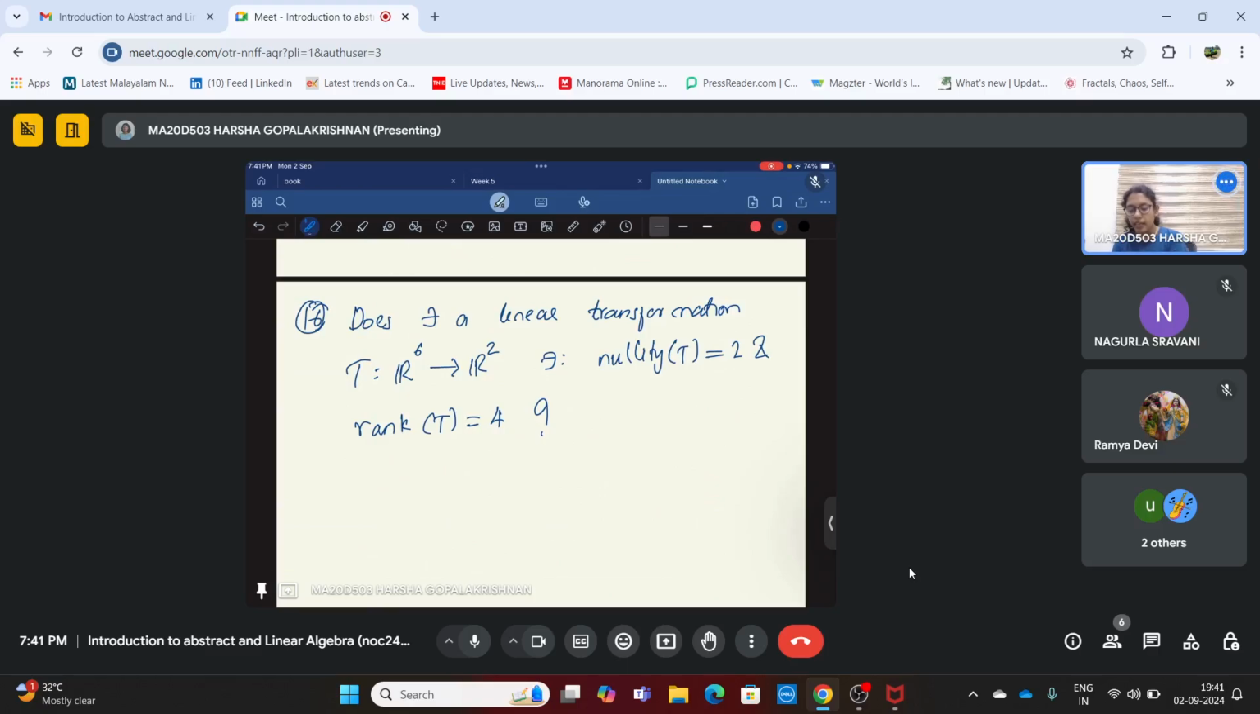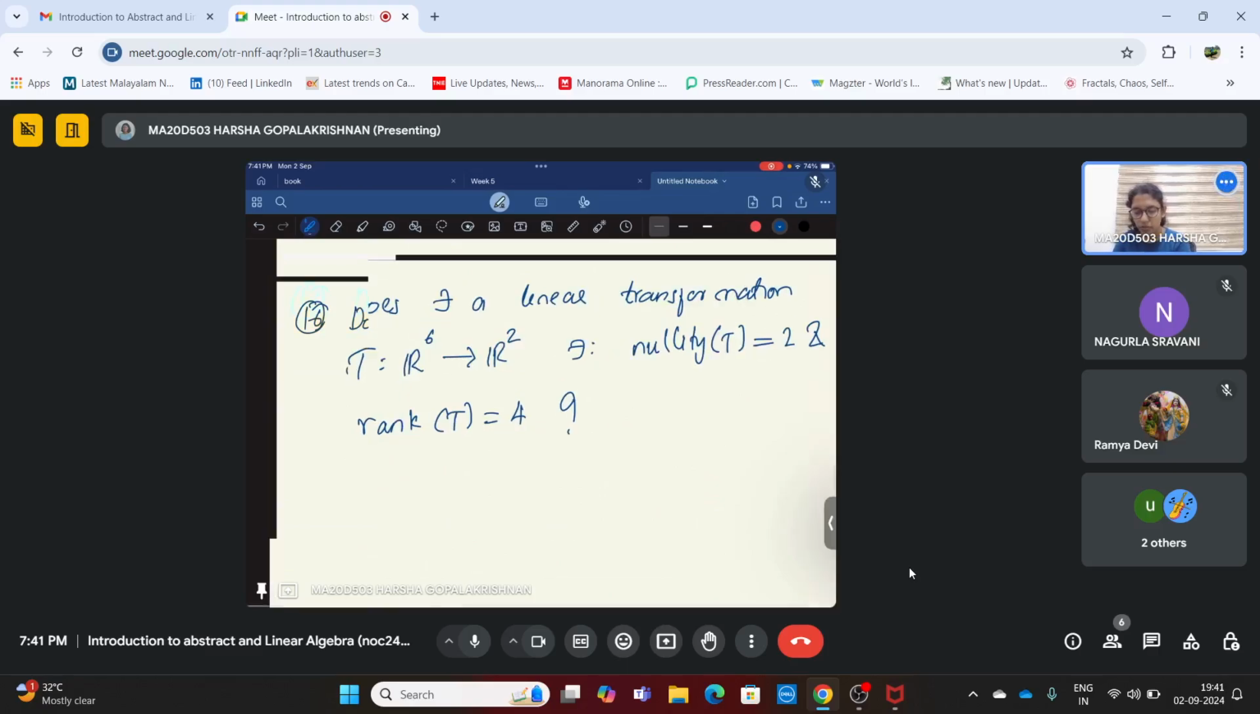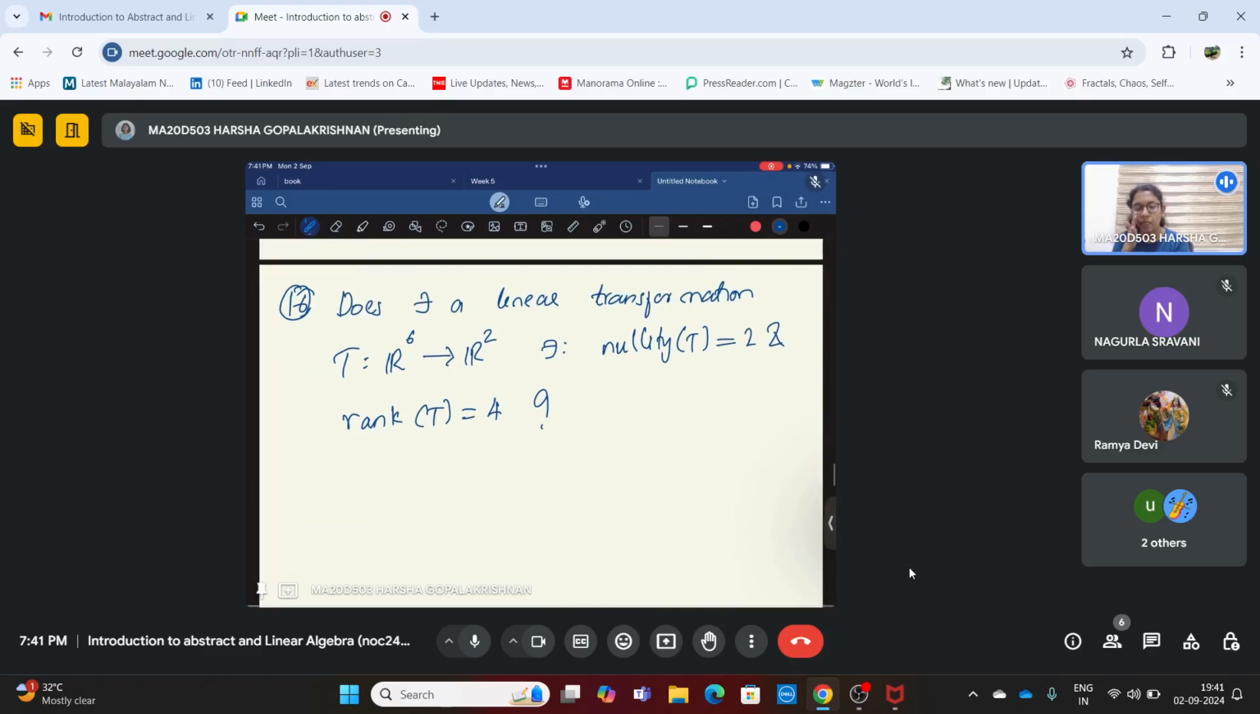Okay. Again, this is something similar we have done earlier. Does there exist a linear transformation from R6 to R2 such that nullity is 2 and rank is 4? This is a yes or no question. If you check the rank-nullity theorem, rank plus nullity, 4 plus 2 equals 6, that holds. That is not a problem here.